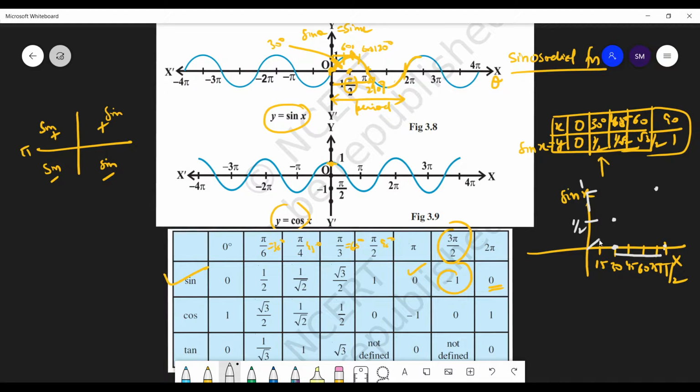So here the slope is more, and then the slope will start decreasing, because at 45 it's 1 by root 2, at 60 it's root 3 by 2, and then it's 1. So the slope is changing. In fact, it is decreasing, the slope, and here the slope is 0.